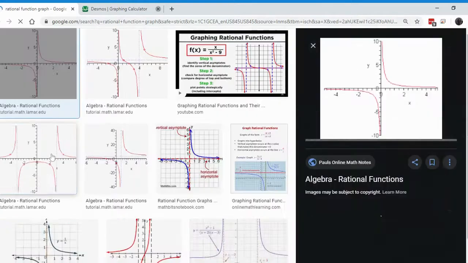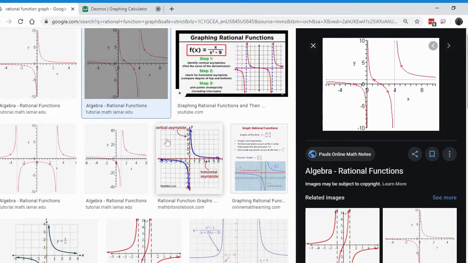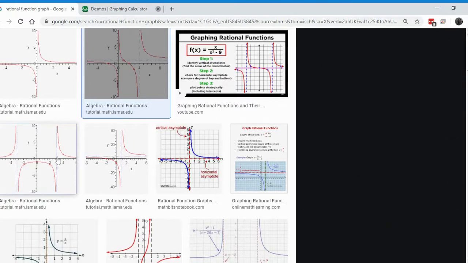These are just random ones I found by doing a Google search. This is a pretty traditional 1 over x function. Here's one that's got 3 parts to it. There's a left, a middle, and a right branch. Look at the way that middle branch approaches both vertical asymptotes. And it has holes in it. You can't see them very well, but those little red dots are holes in the graph.